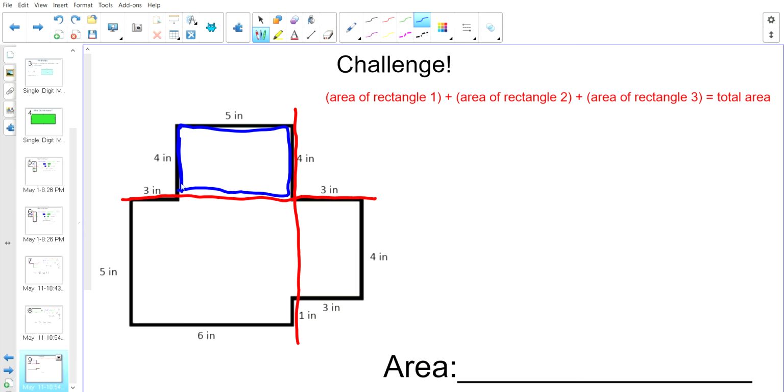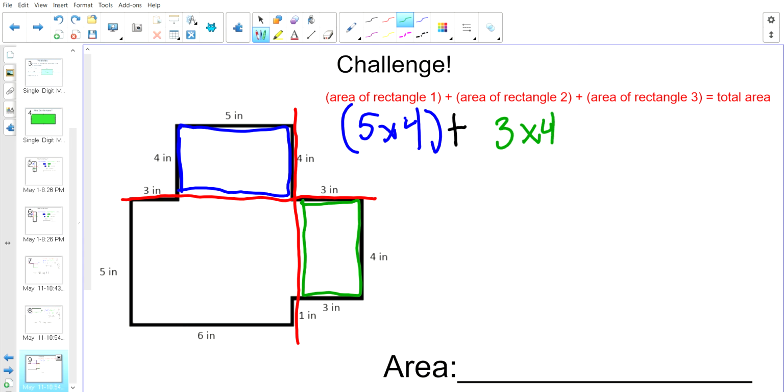I respectfully agree. This is a 5 by 4 rectangle. I'm going to add rectangle 2 and rectangle 3 to that 5 by 4 rectangle to get the total area. We'll call this other small rectangle rectangle 2. I'll outline it in green so it's easy to see. What is the size of this second rectangle? I respectfully agree. This is a 3 by 4 rectangle.